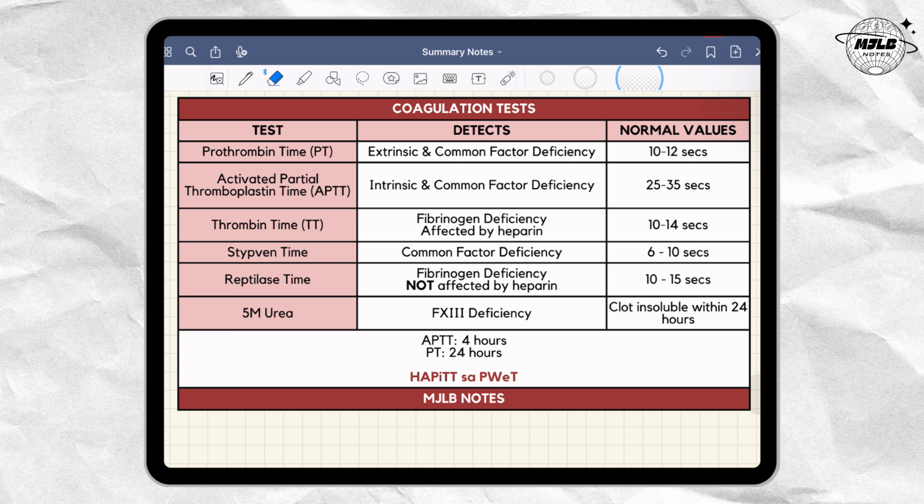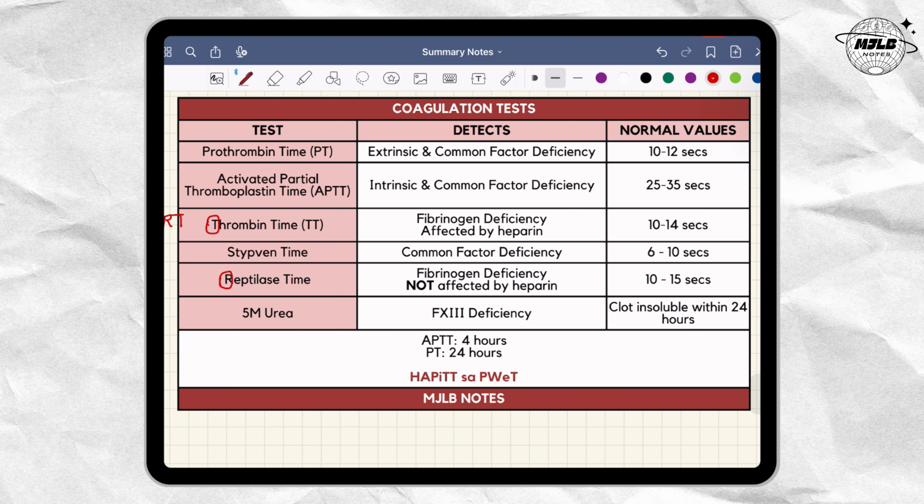So next naman tayo is your thrombin time. Take note, your TT and your reptilase time, they both detect your fibrinogen deficiency. The difference between the two lang is that yung isa, thrombin time, is affected by your heparin, whereas your reptilase time is not affected by heparin.